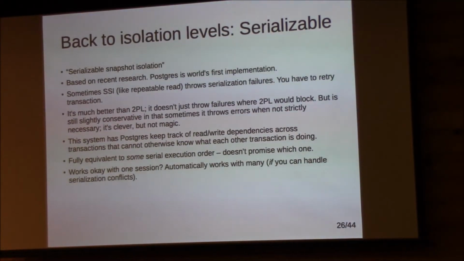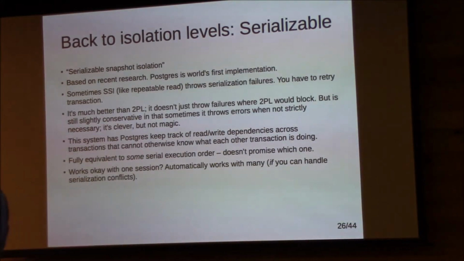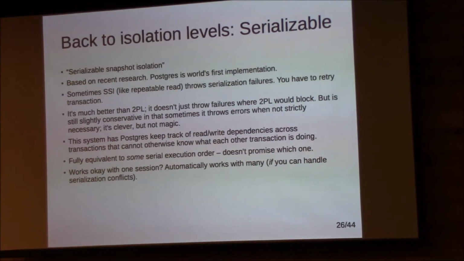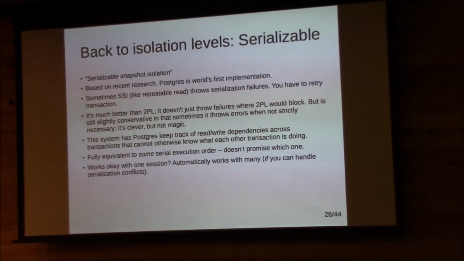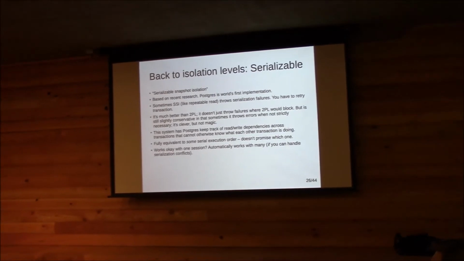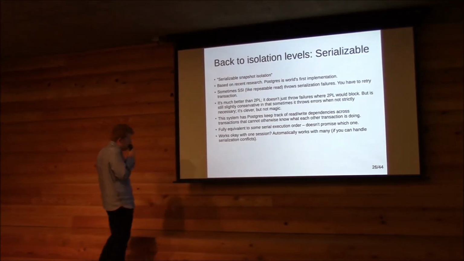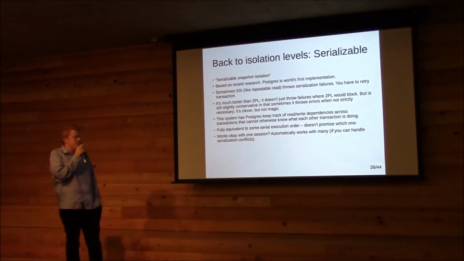It's much better than two-phase locking. It's not like you're just having a serialization failure rather than just blocking. So it's not equivalent to two-phase locking. It's actually much better because what Postgres is doing is giving you something very similar to repeatable read isolation level, except it is maintaining internally a structure that contains read-write dependencies. So in fact, serialization failures will happen, but they'll happen much less frequently than blocking would happen with a two-phase locking system. So it's equivalent to some serial execution order, doesn't promise you which one.